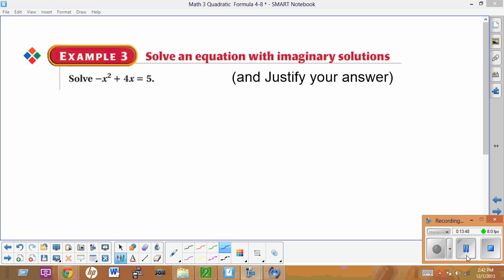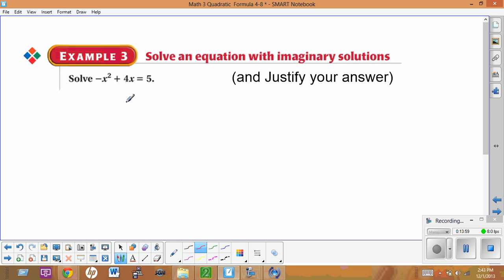Okay, hopefully you have an answer. You can see how to do this. So step number 1 says to put it equal to 0, put it in standard form. So I'm going to subtract 5 from both sides. That leaves me negative x squared plus 4x minus 5 is equal to 0. So we'll call this standard form, and I'll abbreviate it just like that.